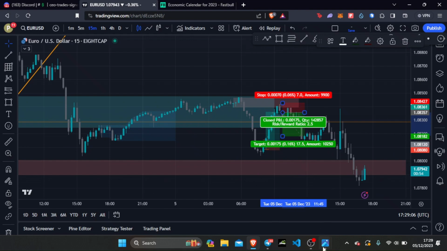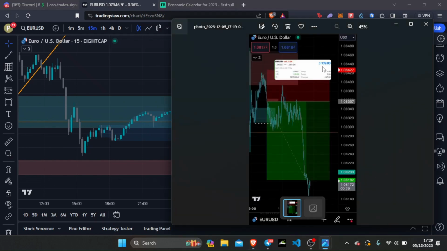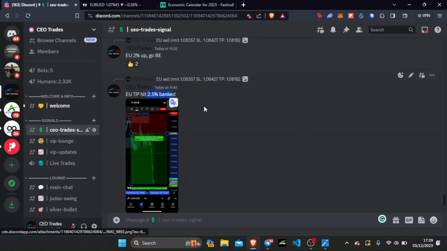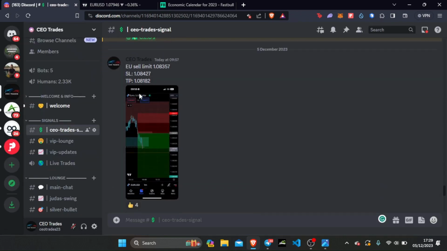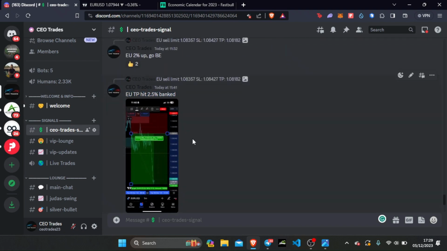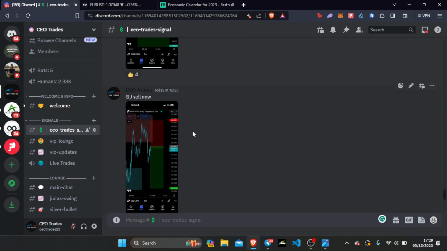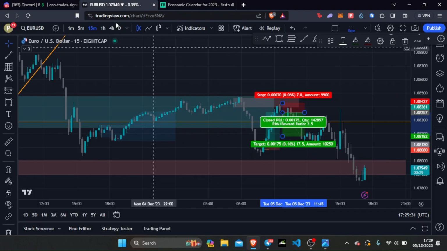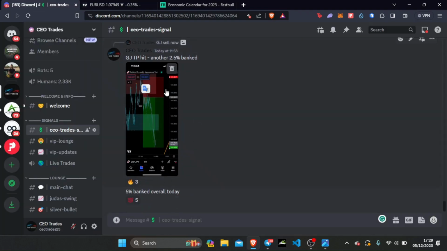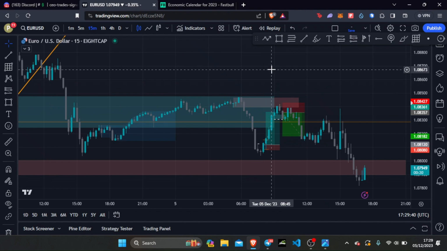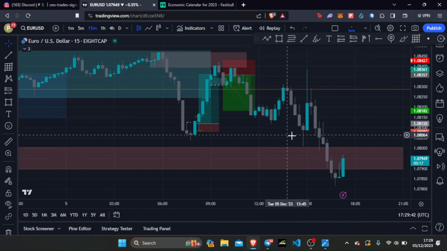So this trade right here today actually ended up netting me $3,339. And not only did I make profit, but I also sent this trade in my Discord as a sell limit where me and all of the members also hit 2.5% banked. There was also another GJ sell that we entered following the exact same framework, which also ended up netting us 2.5%. So overall, we banked 5% today, taking these two trades. So let's jump straight into it and break down this strategy.